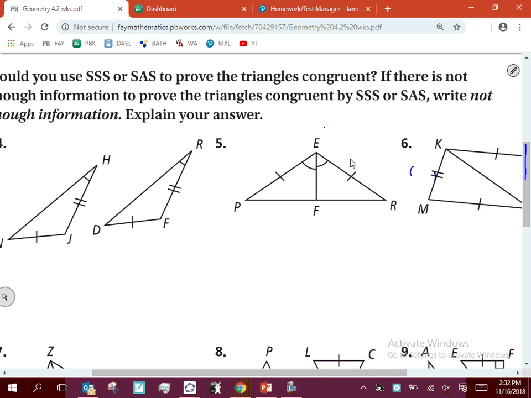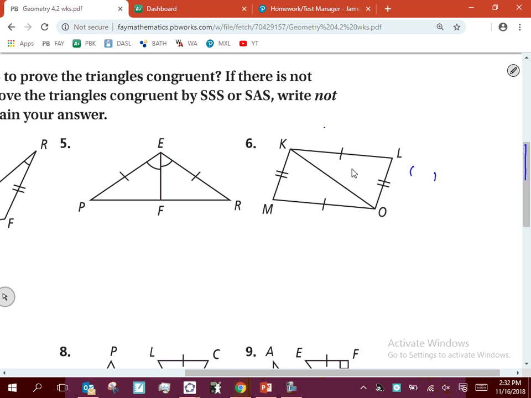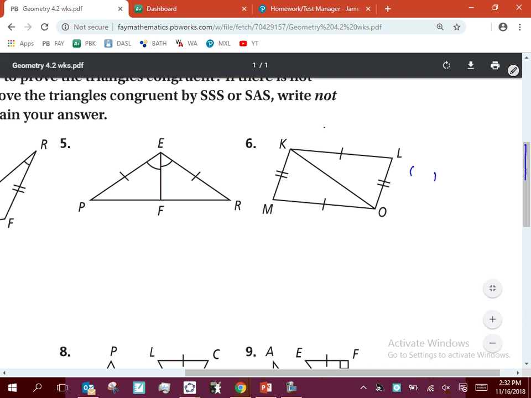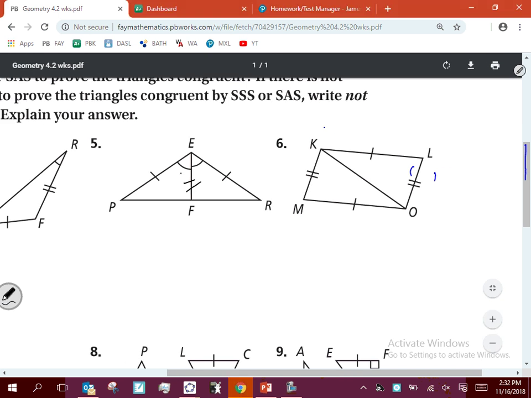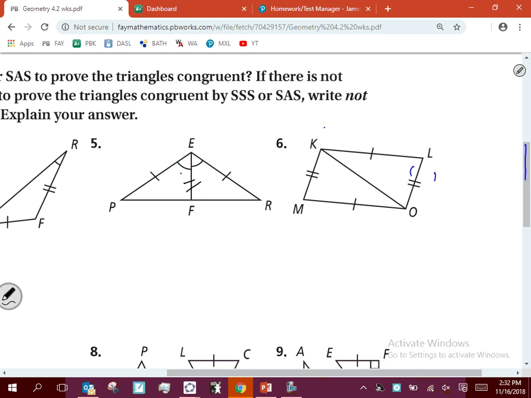What about number five? Is there enough information to make a valid conclusion in number five? Yes. It'd be side angle side, right? Okay, we can make EF congruent to EF because of the reflexive property. All right, and then on the triangle on the left, you got side angle side. Triangle on the right, you got side angle side. What about number six? Is there enough there?